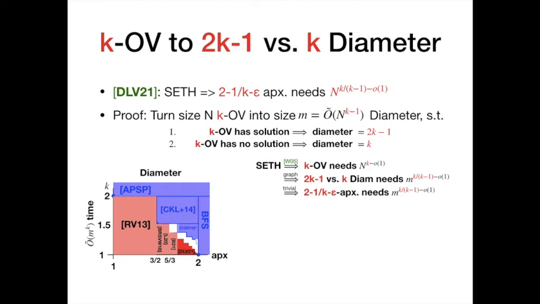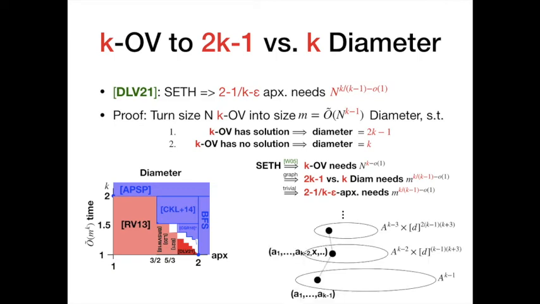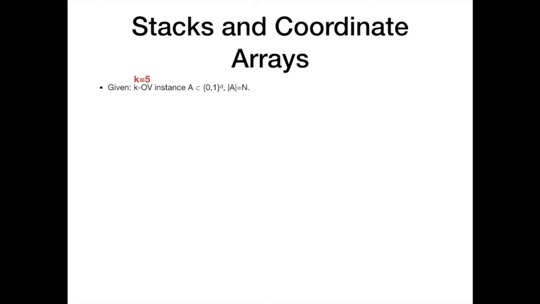Okay. So like in the previous case, the hard part is not just changing these numbers and plugging in the machinery, but it's actually constructing the graph. And this for us is quite non-trivial, and I'll give you some taste of it on the next slide. So now I'll illustrate the construction with k equals 5. So we start with our OV instance and we want to produce a graph. This graph is going to have two primitives, stacks and coordinate arrays.